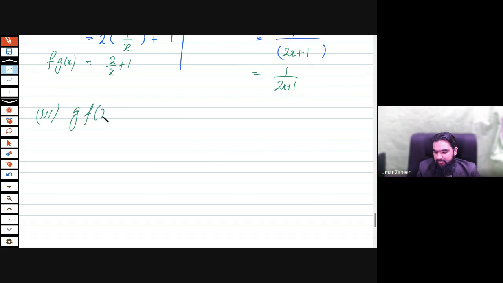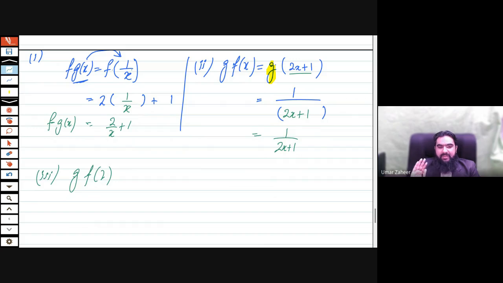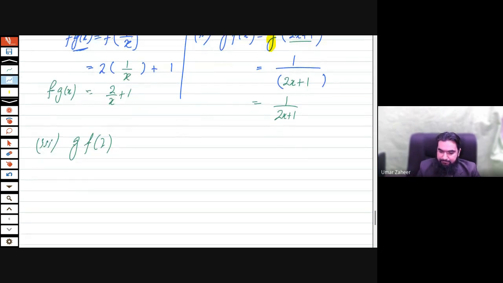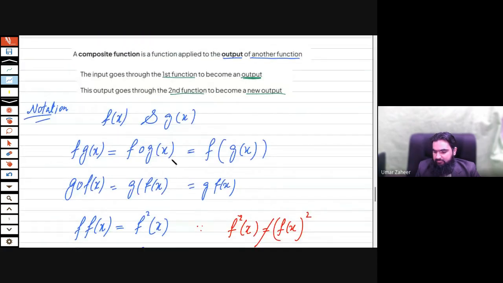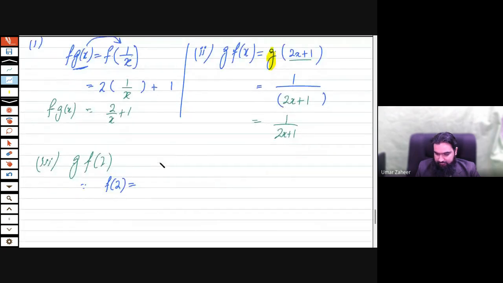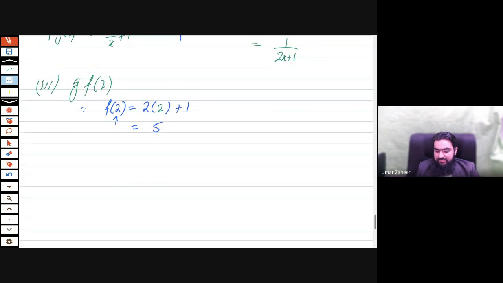Sometimes you have to find g into f of 2. Now the problem is we don't have the value of f of 2. We have g, we have f of x, but we don't have f of 2. So first of all, we'll find f of 2. The function is 2x plus 1. At the place of x, I will substitute 2. 2 times 2 is 4, 4 plus 1 is 5.